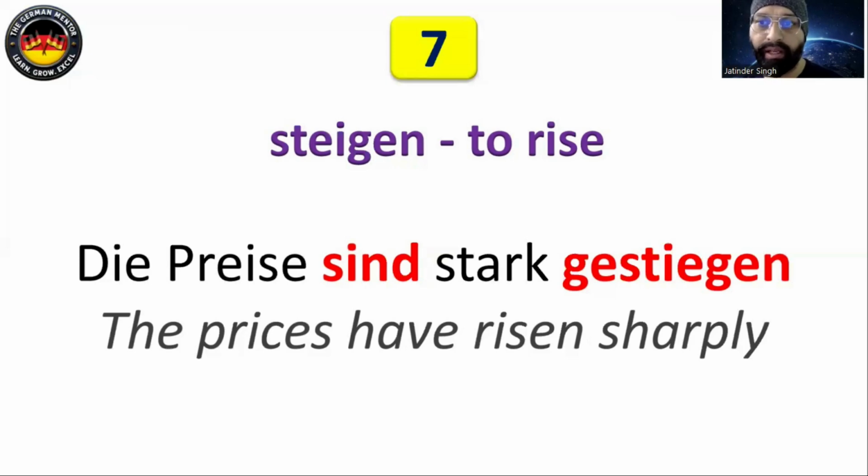And one important thing I also share with you, that the verbs which have the combination of a and e, that changes to e and a while making the past tense. So steigen will change to gestiegen. Okay, so that was about Nummer 7.